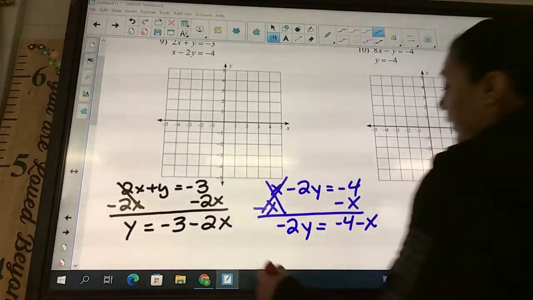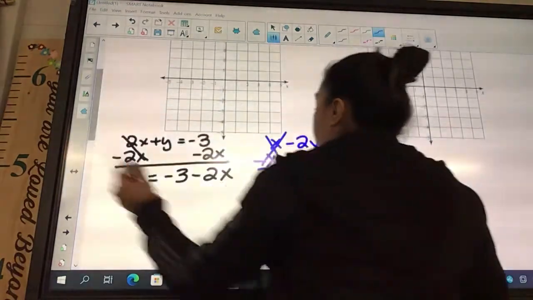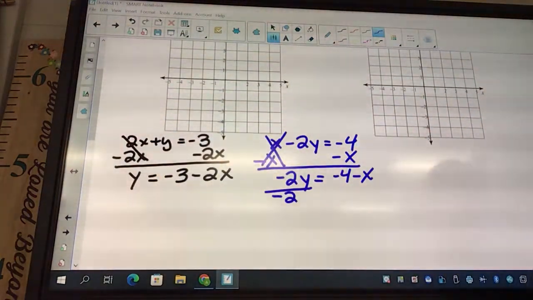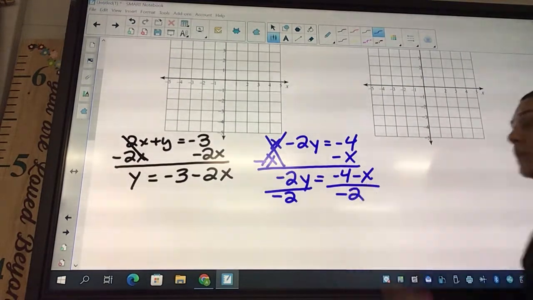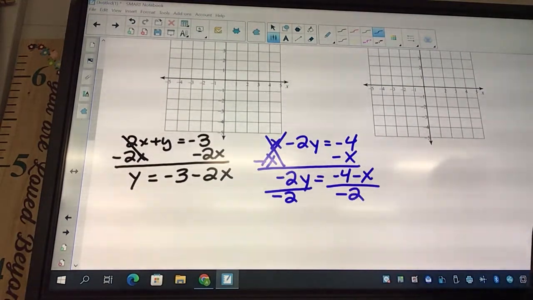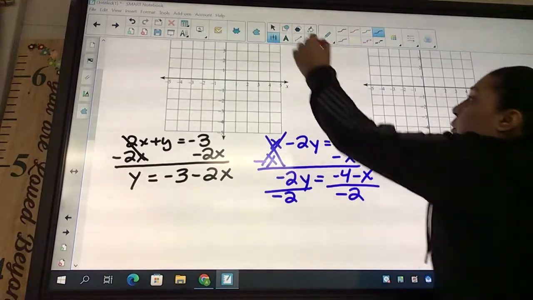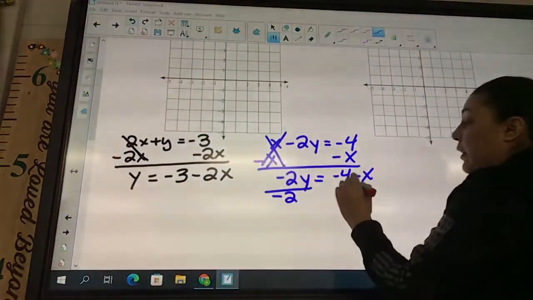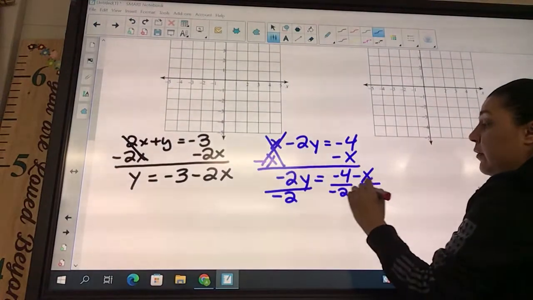So you're going to say divide by -2. Do not do this on the other side. Don't do this. Okay? You have to do it under each piece. Okay? Because we're working with slope, so it should look like this. Divided by -2. Divided by -2.